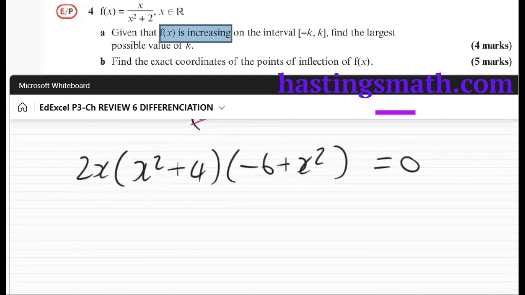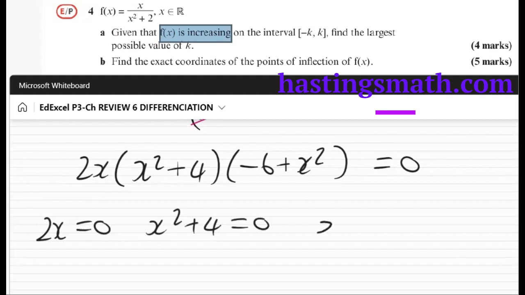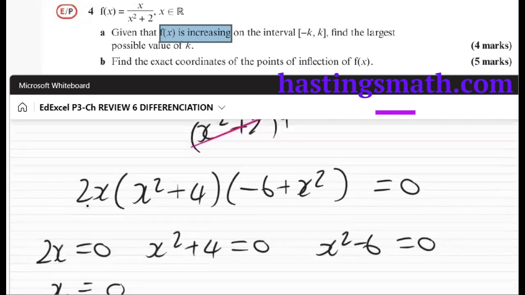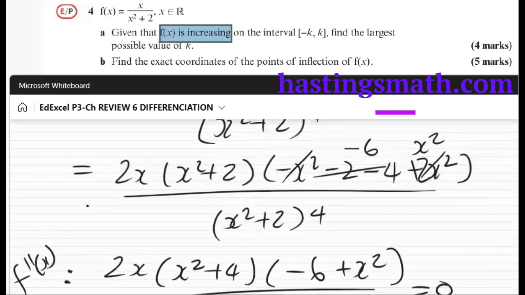So we have 3 options of what's equal to 0. So 2x is equal to 0, x squared plus 4 is equal to 0, and x squared minus 6 is equal to 0. So we have x is equal to 0, minus 4 squared. So it's going to be plus minus 2. Then no, this was a negative. Oh, this was a negative 2. Goodness me.